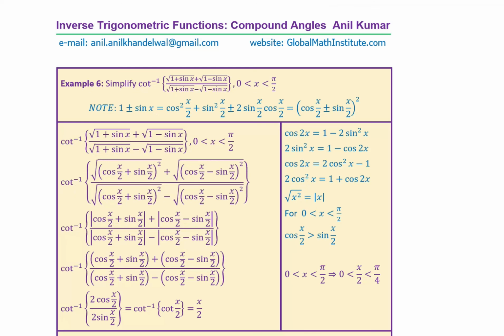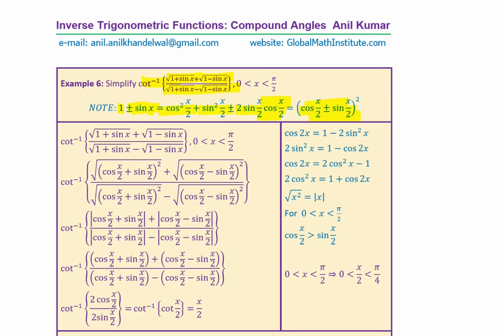Let's take up example 6 now. In example 6, the question is cot inverse of square root of 1 plus sin x plus square root of 1 minus sin x over square root of 1 plus sin x minus square root of 1 minus sin x. So instead of cos, we have the expression in sin x this time, cot inverse of that. Correct. So that is what our expression is. Now, we have seen also how we work with 1 plus or minus sin x. 1 is written as cos square x by 2 plus sin square x by 2, and sin x is written as 2 sin x by 2 cos x by 2, which is a perfect square of cos x by 2 plus sin x by 2. Correct?